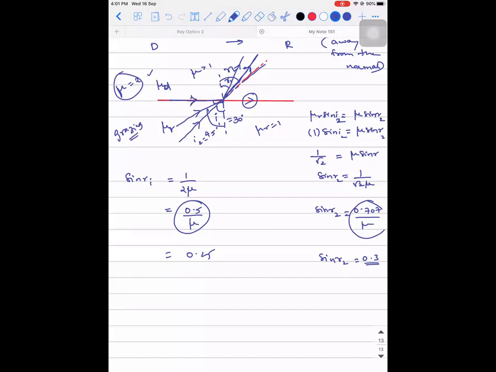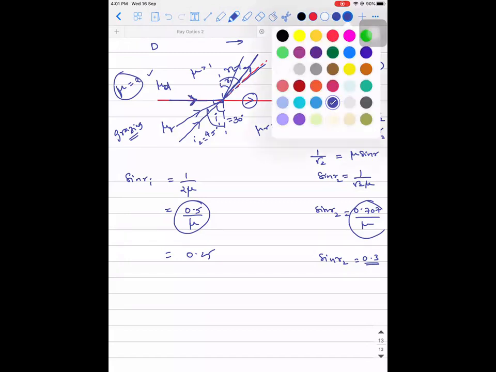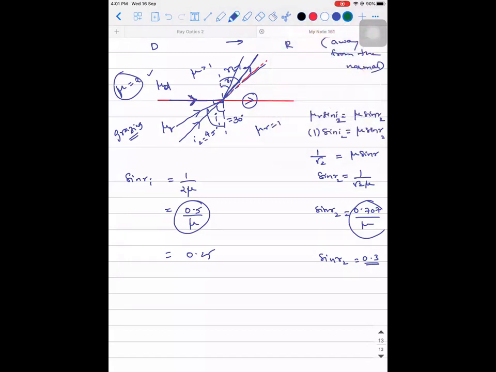Okay, I hope you're able to visualize. When this kind of a scenario is happening, I'll mark it with a green color C. When this kind of a scenario is happening, what will be the angle of refraction? It will be something like this.